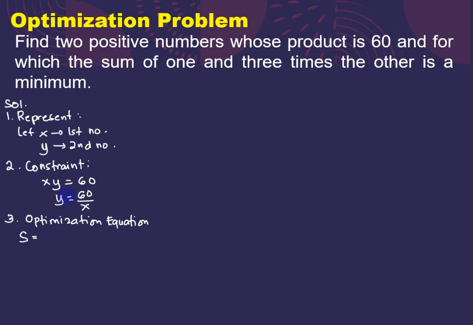So the sum of the two numbers, the sum of 1, meaning the first number, which is x, and 3 times the other number, which is y. So 3 times the other. But we need to express it as a single variable. So x plus 3, y is 60 over x. So 60 over x. Then the function would be x plus 3 times 60, 180 over x.